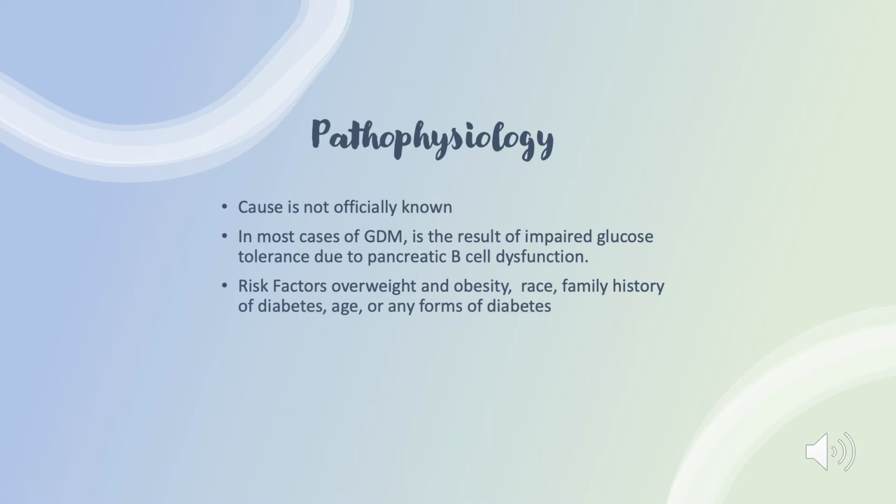Pathophysiology. Although the true pathophysiology or cause of gestational diabetes is rather unknown, it is thought that in most cases gestational diabetes occurs as a result of impaired glucose tolerance due to pancreatic B cell dysfunction. Some risk factors include being overweight and obese, race, women who are African American, American Indian, Asian American, Hispanic or Latino, or Pacific Islander are at higher risk. Family history of diabetes, age, women who are older than 25 are at greater risk for developing gestational diabetes than younger women, or any forms of diabetes.